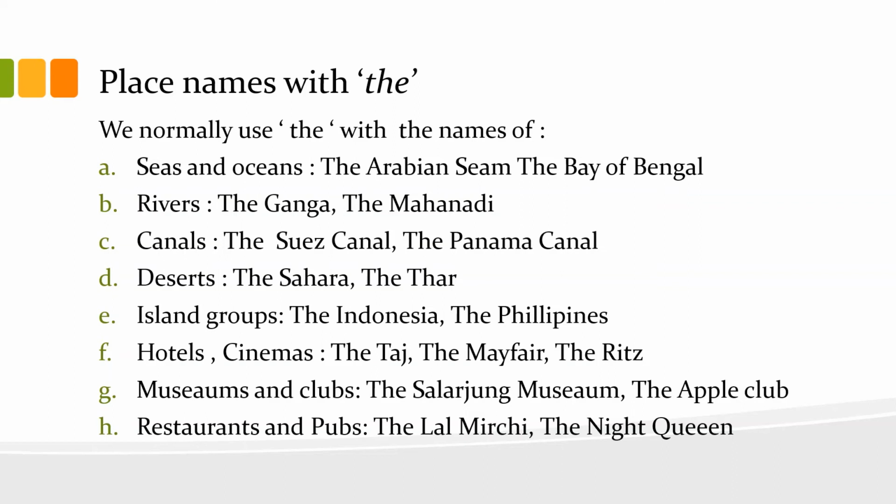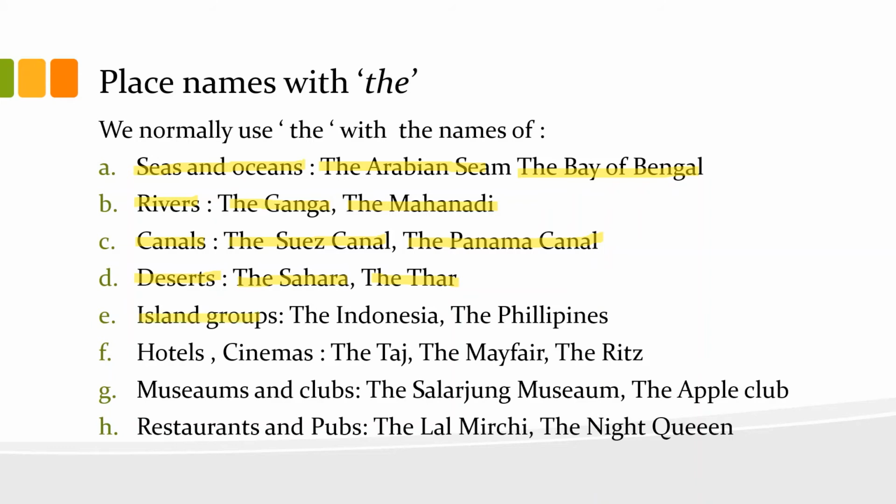We use the definite article the with some place names, like the names of seas and oceans. For example, the Arabian Sea, the Bay of Bengal, the Red Sea, etc. With the names of rivers like the Ganga, the Himalaya, the Amazon, the Brahmaputra, etc. With the names of canals like the Suez Canal, the Panama Canal, etc. With the names of deserts like the Sahara, the Thar, the Kalahari, the Gobi, etc.